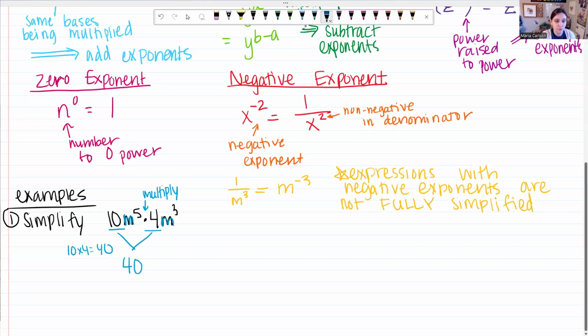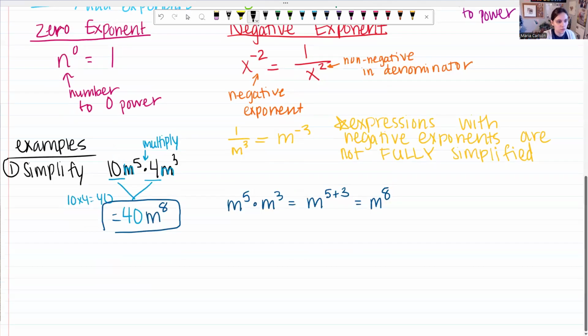And then looking at m to the 5th and m to the 3rd, I am going to add together those exponents. When we have the same bases multiplied, m to the 5th times m to the 3rd, we simply add the exponents. This is m to the 5 plus 3 power, or m to the 8th power overall. That's because we have 5 m's multiplied and 3 m's multiplied. So put it all together, that is 8 m's being multiplied. So our final simplified answer is 40 m to the 8th.